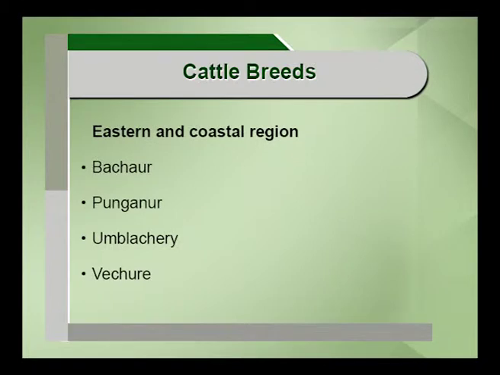And as far as the eastern coastal region is concerned, it is very humid, but the soil is very, very fertile, because it is all the deltaic region you will be finding in the eastern coastal region. So as far as the soil is concerned, it is very, very good, it is fertile. So in that particular region, very, very few breeds are there, that is Bachaur in Bihar, Punganur in Andhra Pradesh, Umblachery in Tamil Nadu, Vechur in Kerala. There are many breeds, but the few I have mentioned here.